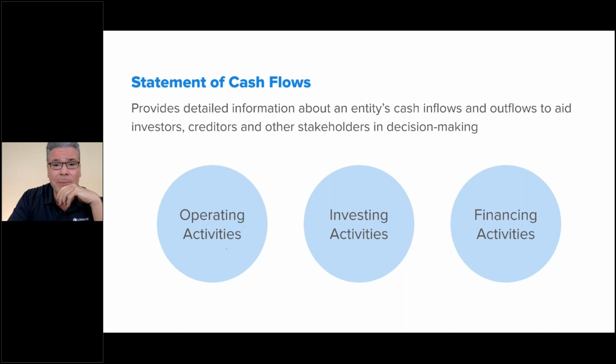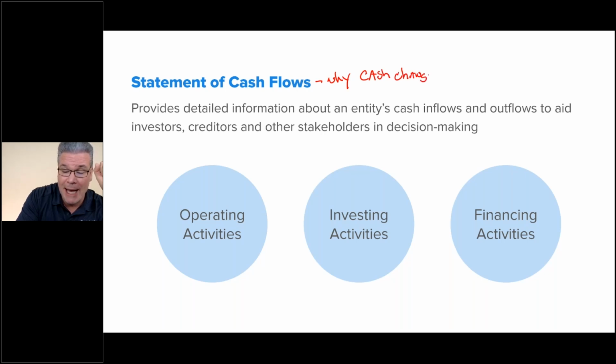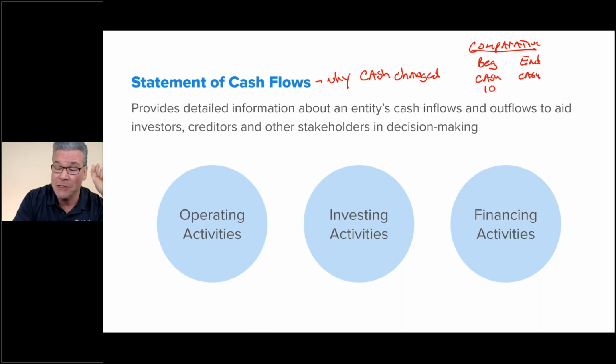All right, what is the purpose behind the statement of cash flow? Explain why cash changed, okay? We want to know why cash changed. So folks, on a comparative balance sheet, you know you're going to have 2 years worth of information. You're going to have last year's ending, which is this year's beginning cash. You will then have your ending cash. So let's say our beginning cash is 10 and our ending cash is 18. Let's say our change in cash is +8. Is that a good sign or a bad sign?